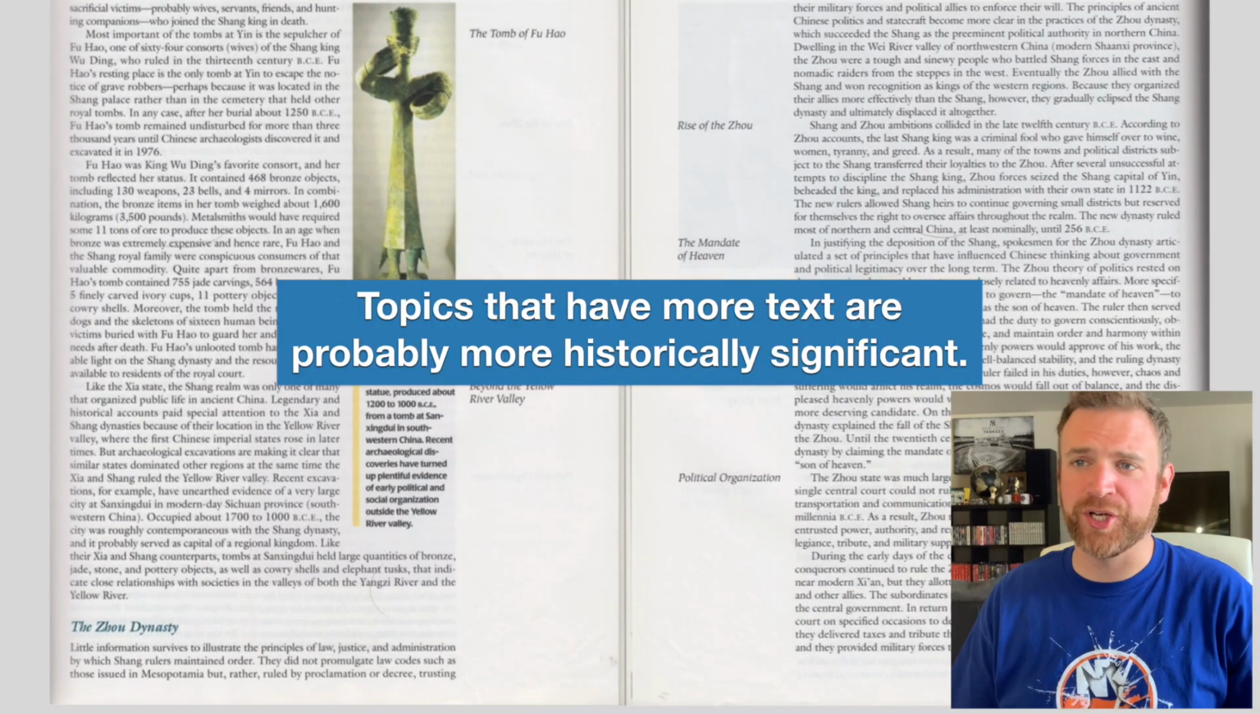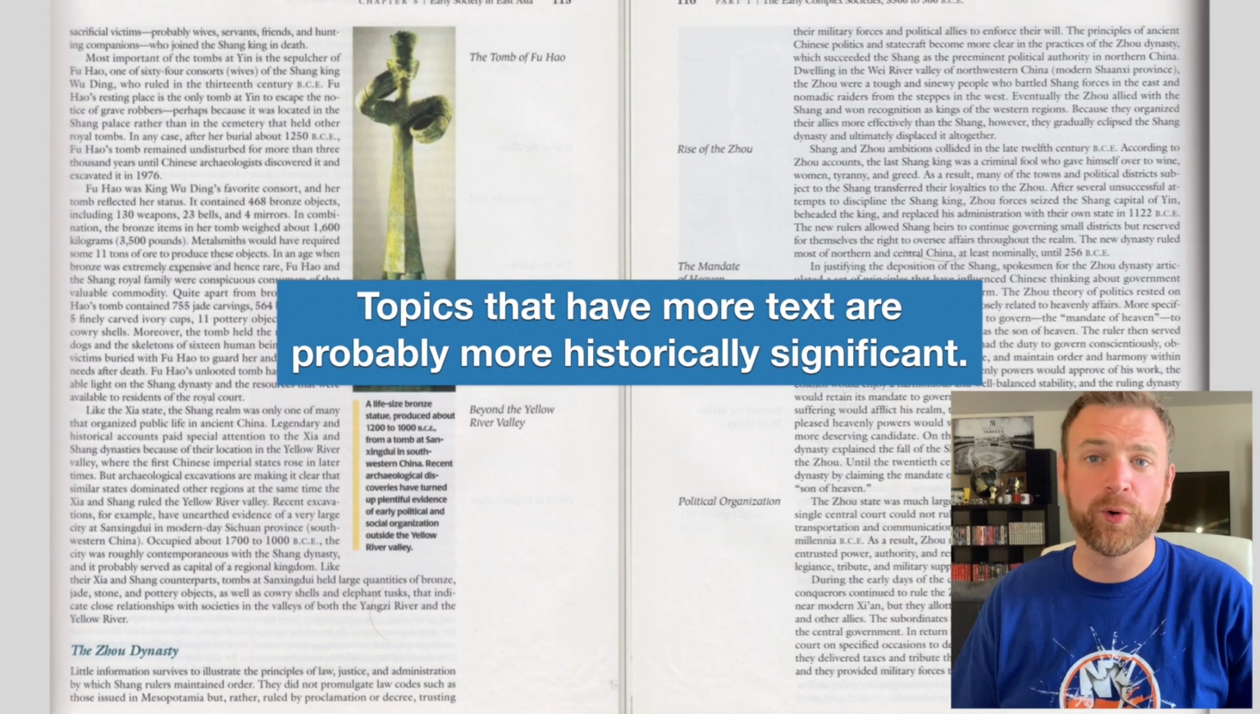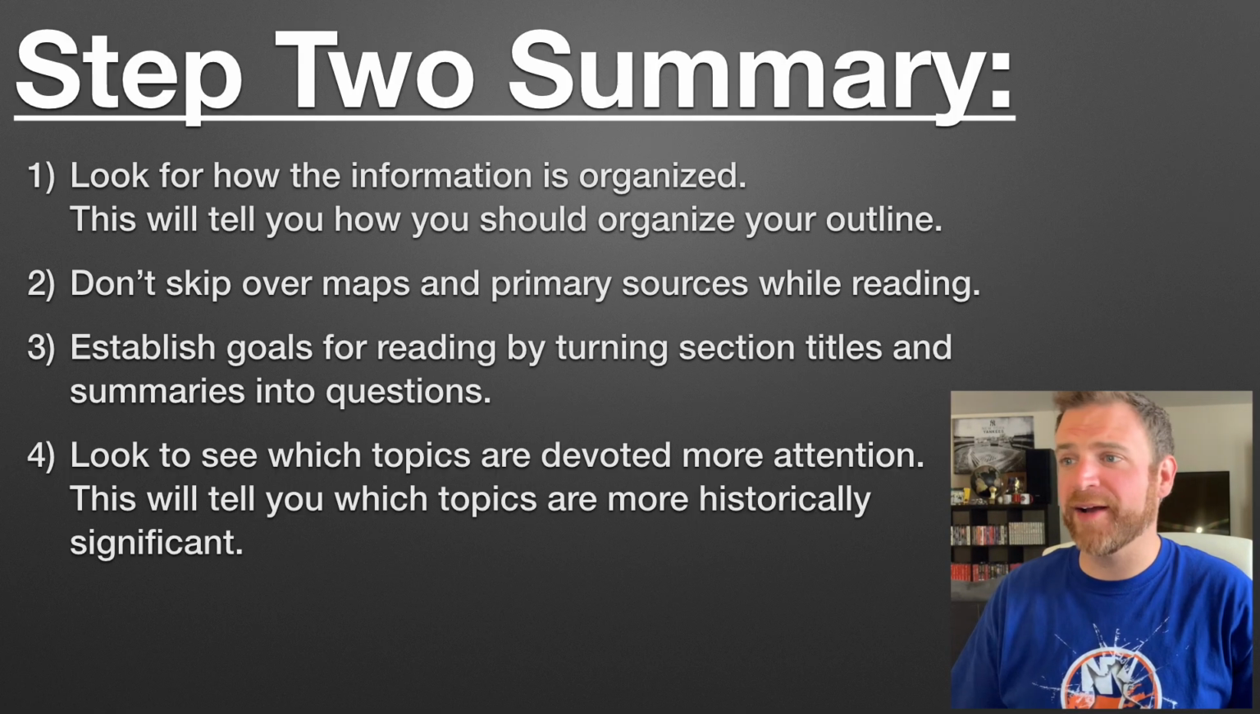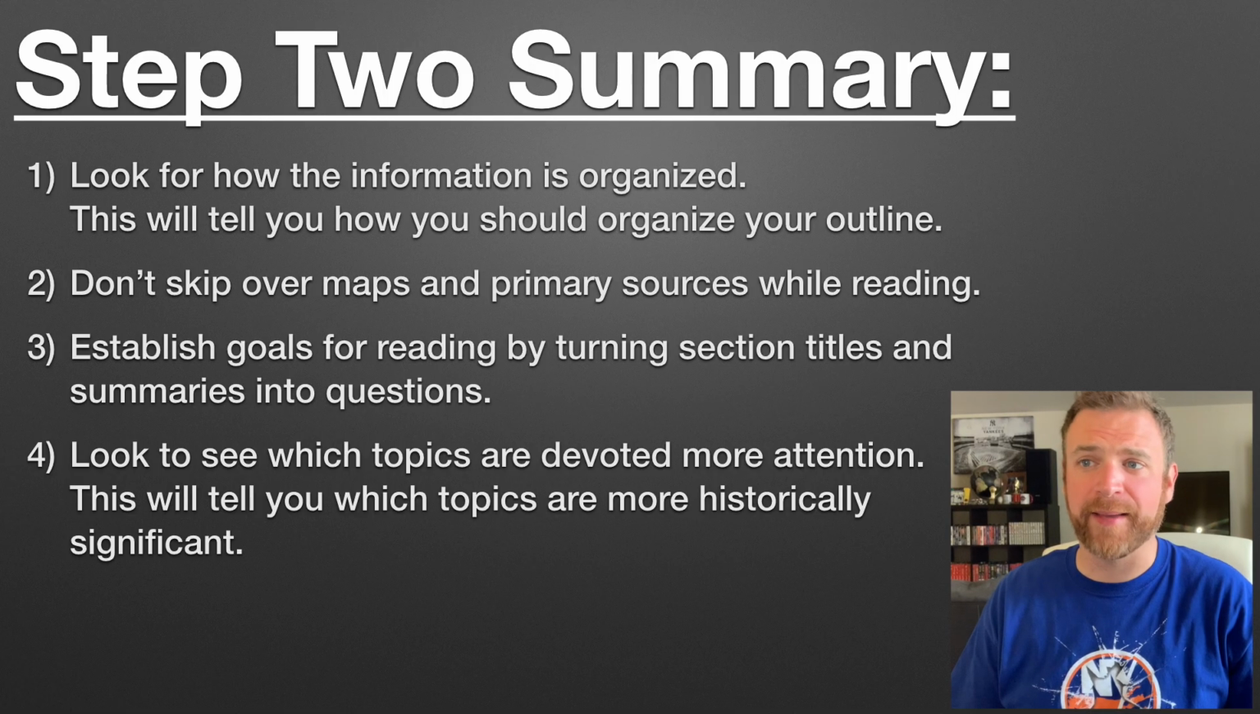This means that the Shang and Zhou dynasties are more likely to be historically significant, and we could therefore spend less time worrying about the details of the Xia. So a quick preview of the textbook can help us determine how much time we should spend studying specific parts of the chapter.